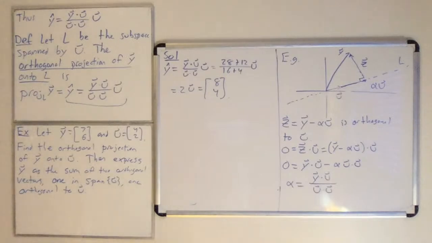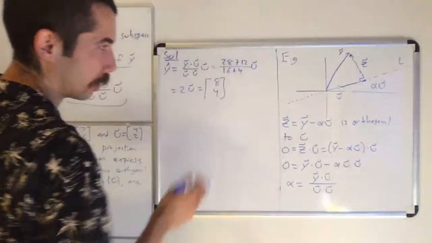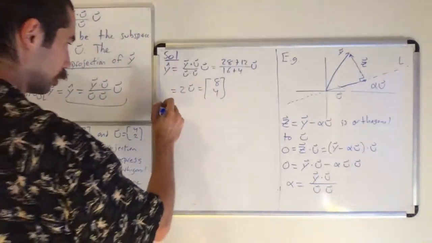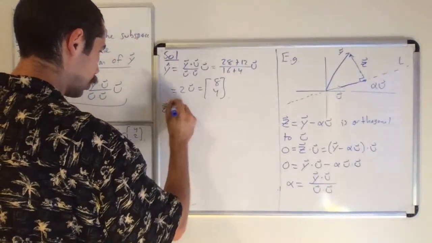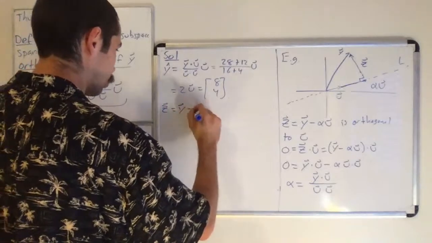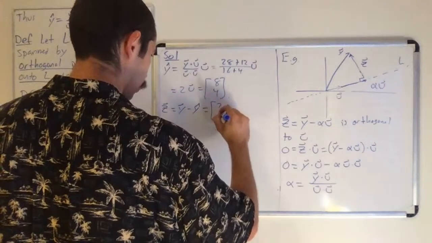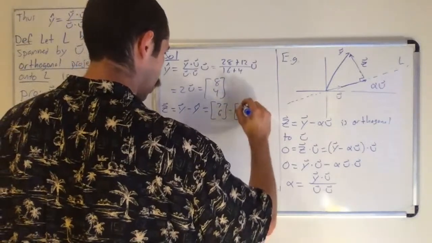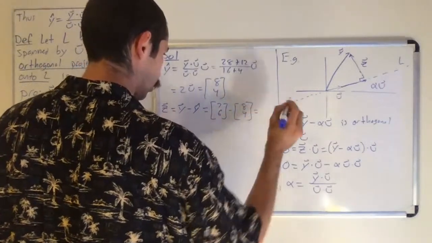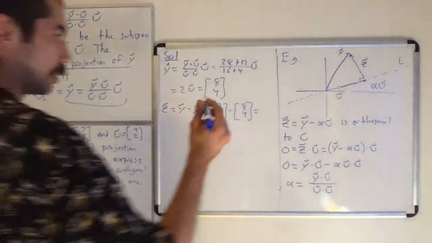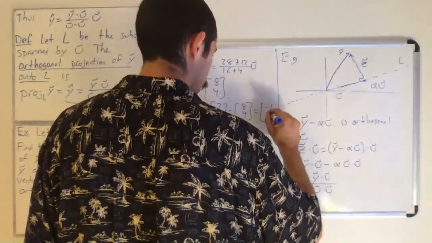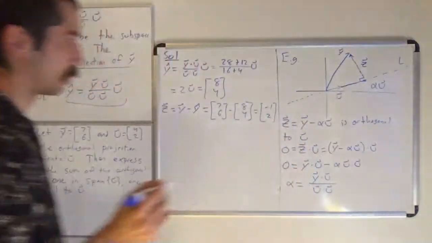What Taylor said is exactly right. Subtract. So we want z here. z is the orthogonal component. So z is equal to y minus y hat. 7, 6 minus 8, 4, which is negative 1, 2.